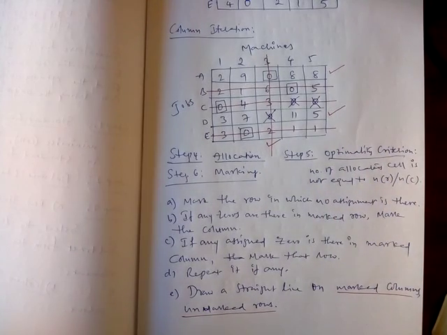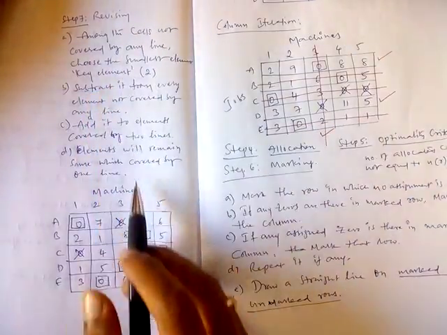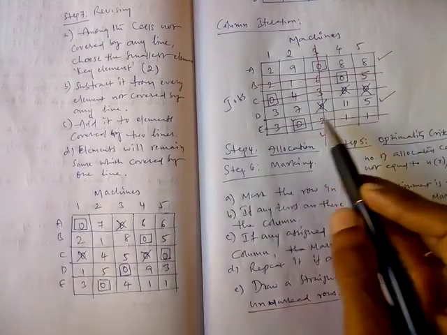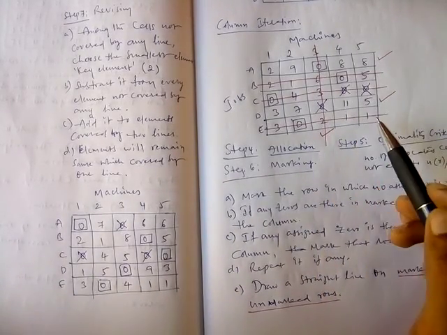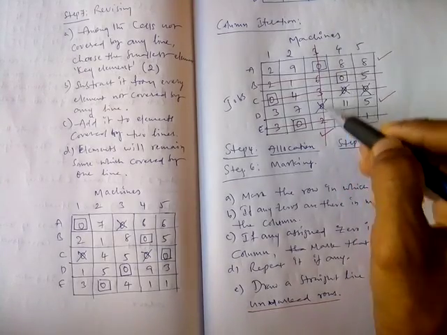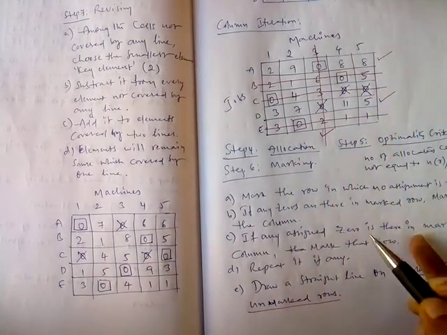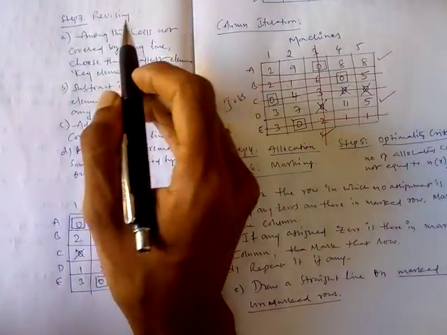Now after marking, we should move to step number 7. So step number 7 is revising. Why we are moving to step number 7 is that the number of lines drawn on the matrix should be equal to the number of rows or columns. But here the number of lines is only 4, but the number of rows or columns is 5. So we are moving to revising, step number 7.